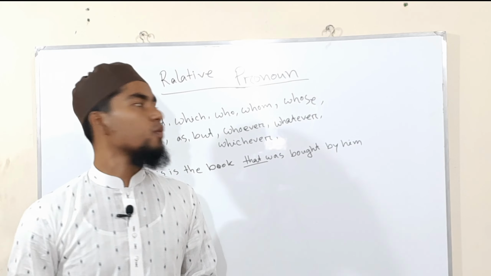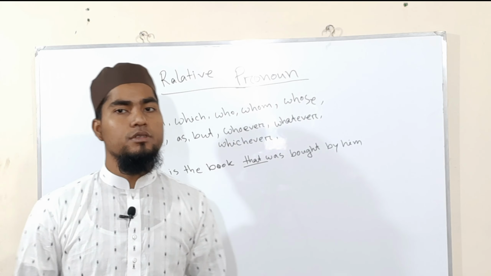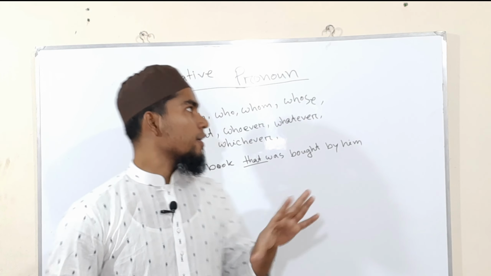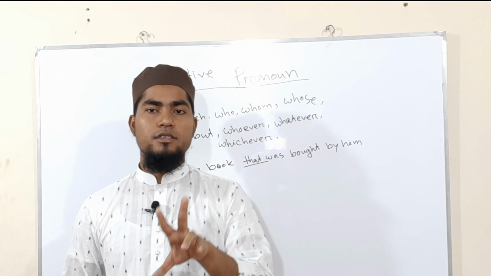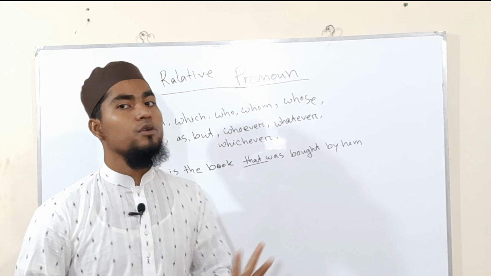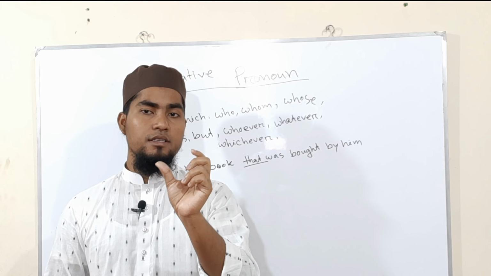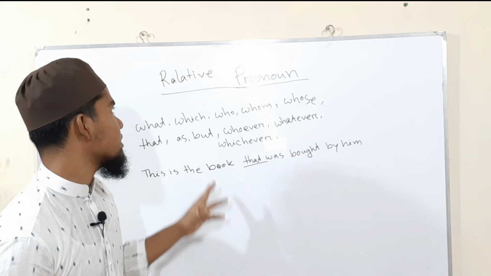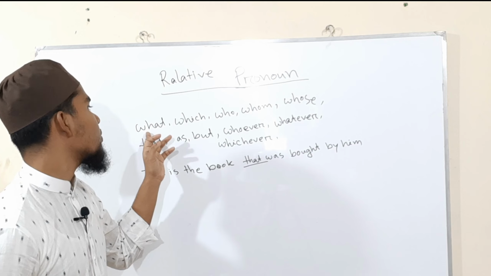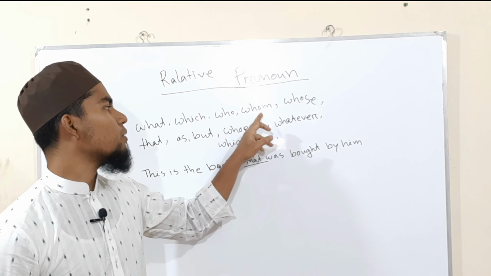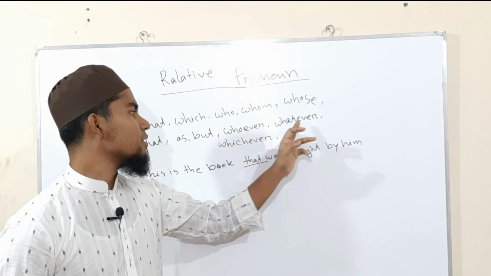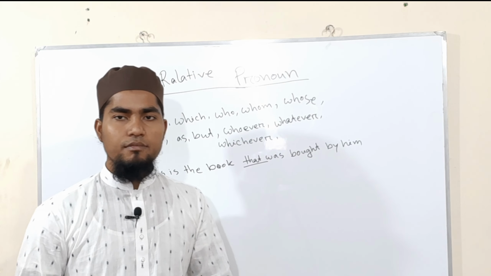Okay. Next one is relative pronoun. Relative pronoun is a pronoun which is used in the middle part of the sentence, or you can say that relative pronouns connect two sentences together. These are called relative pronouns. The relative pronouns are what, which, who, whom, whose, that, as, but, whoever, whatever, whichever.